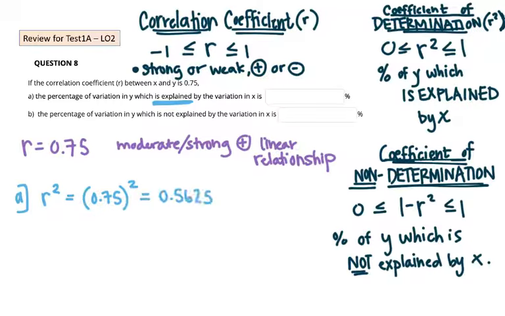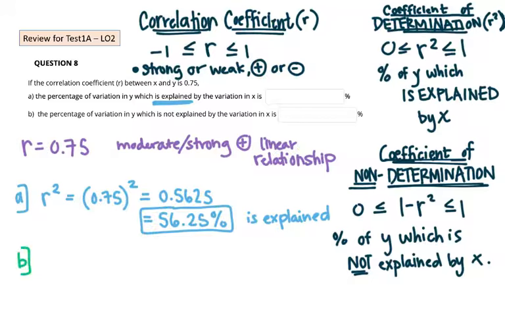So we get a coefficient of determination equal to 0.5625. The question, though, asks for a percent. So we can switch that into a percent by moving the decimal place 2 places. And we get that 56.25% of the variation in y is explained by x.